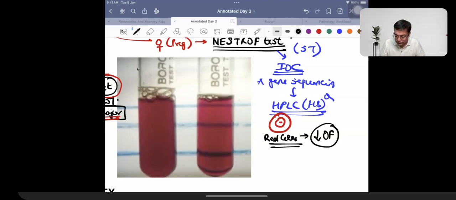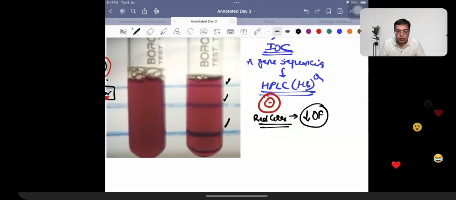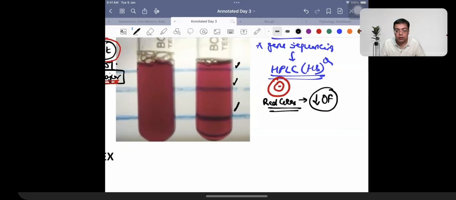Black is beautiful. No black, trouble. Investigate the patient further. You can diagnose it with the help of something like gene sequencing or maybe something like hemoglobin HPLC. Okay? That's what you need to remember over here.